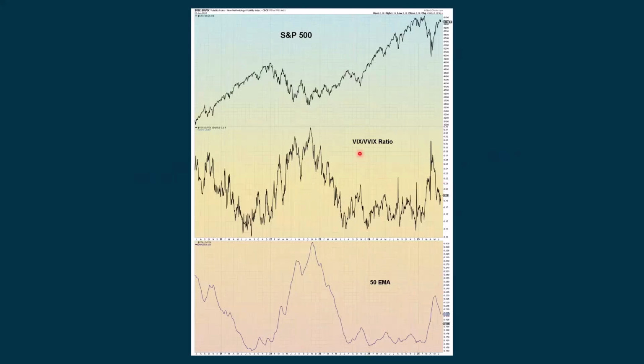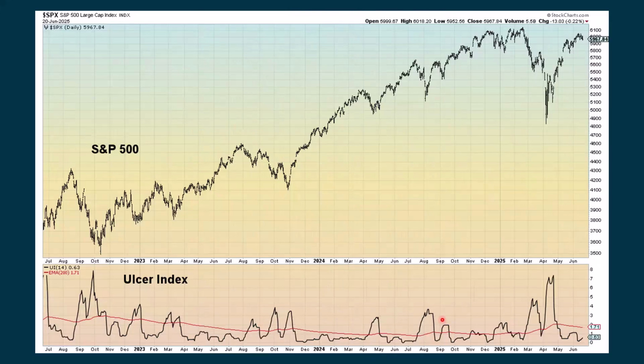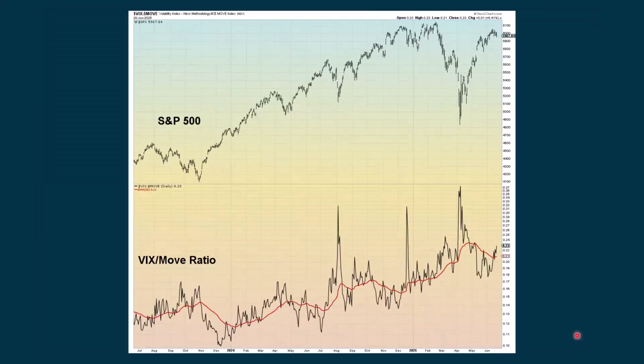This looks at a ratio between the VIX and then the volatility of the VIX, or VVIX. As this has been declining, that's been more positive for stocks, and that's still continuing. Then another fear gauge is the Ulcer Index, where it continues to be below its moving average, showing that there's not a lot of fear, according to this chart, right now anyway.